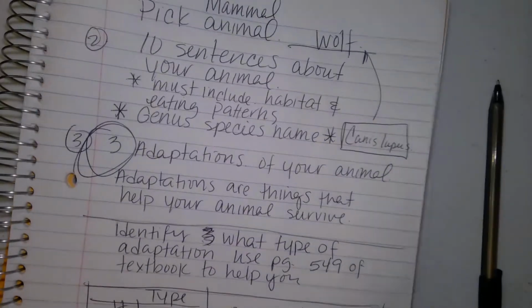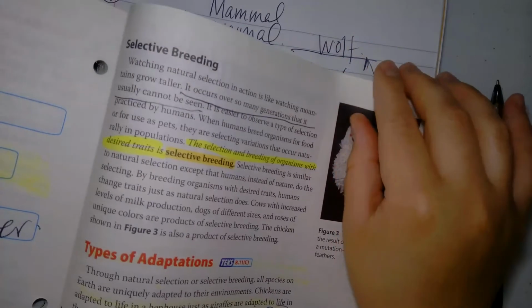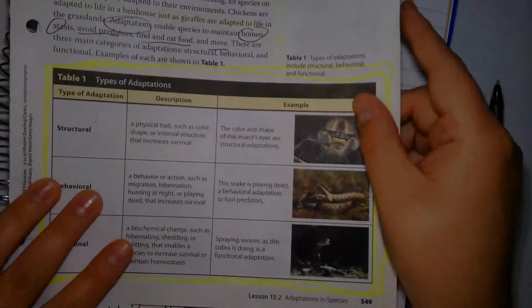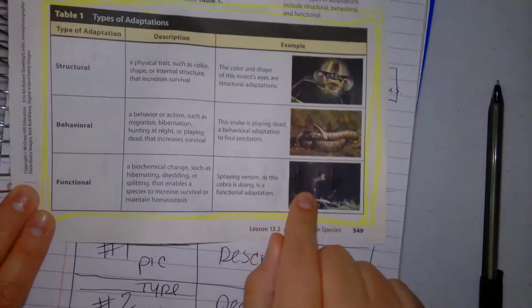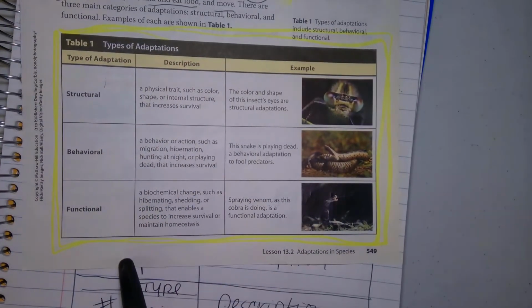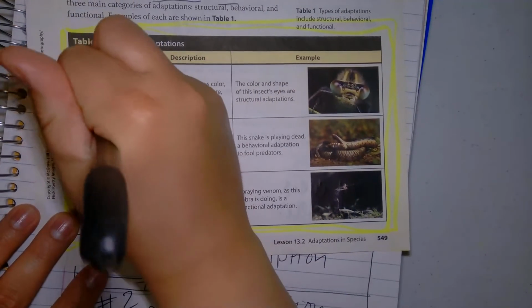On page 549 of your textbook, there is a table that lists the 3 types of adaptations. Structural is something physical. So I'm just going to put physical.